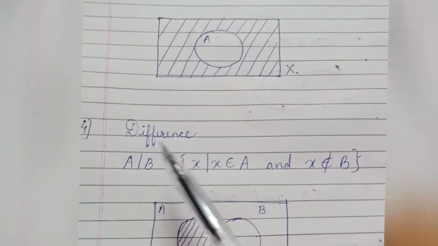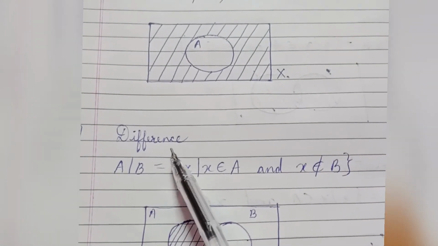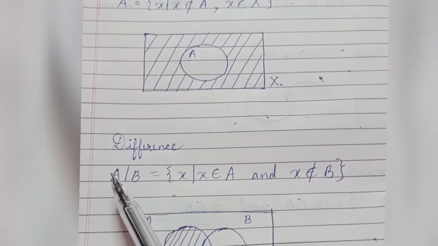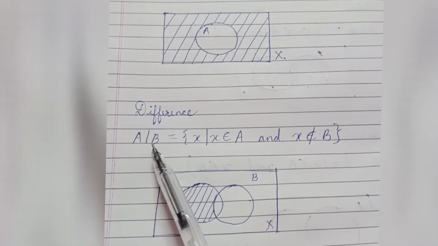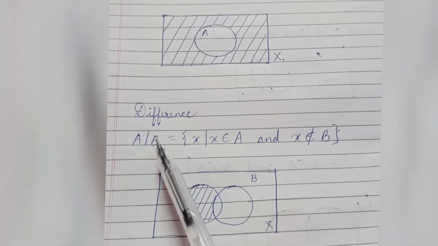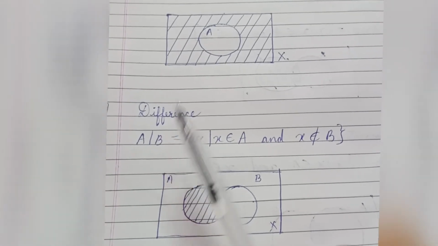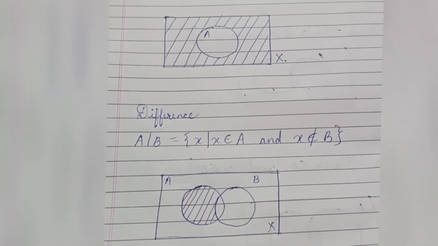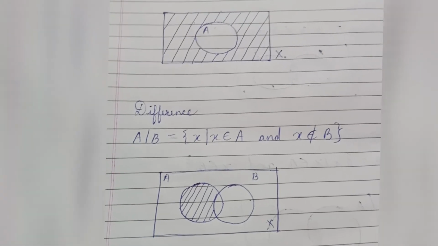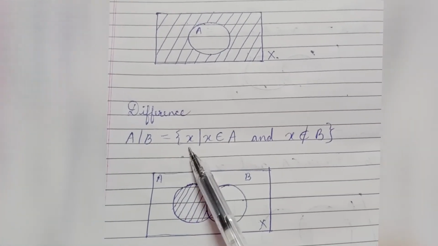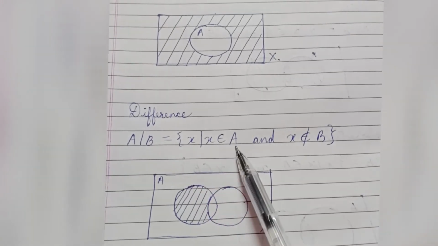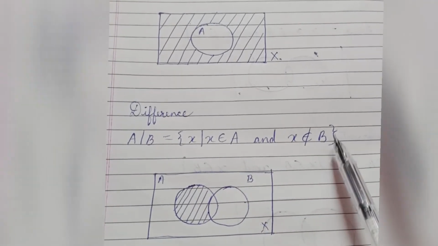Let's see the last operation, that is difference. A difference B is denoted in this form, that is set A with respect to set B. This is the collection of all elements in the universe that reside in A and do not reside in B simultaneously. That is, it can be written in curly brackets as X such that X belongs to A and X does not belong to B.